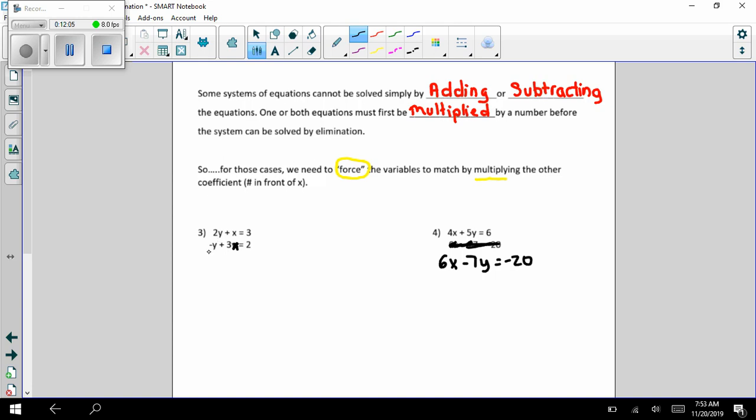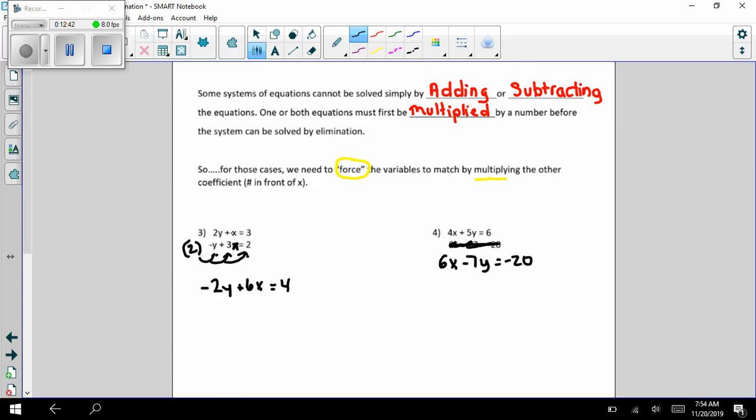I could force the negative y to become a negative 2y just by multiplying everything in that row by a 2. So watch what happens. Multiply everything in that row by 2. 2 times negative y becomes negative 2y. 2 times 3x becomes positive 6x. 2 times 2 becomes 4. So essentially, I just rewrote this whole second line by multiplying everything by 2.